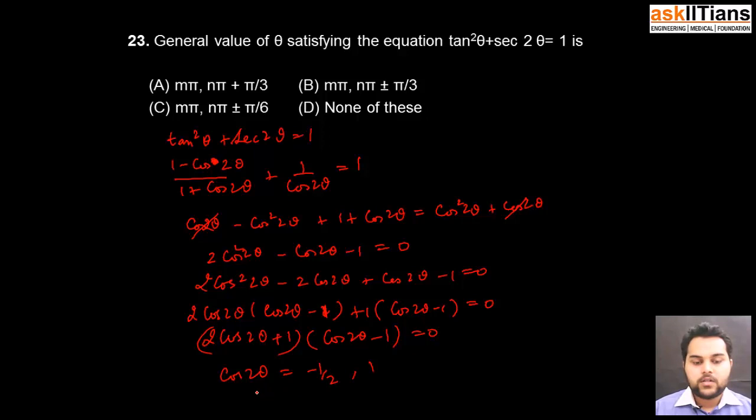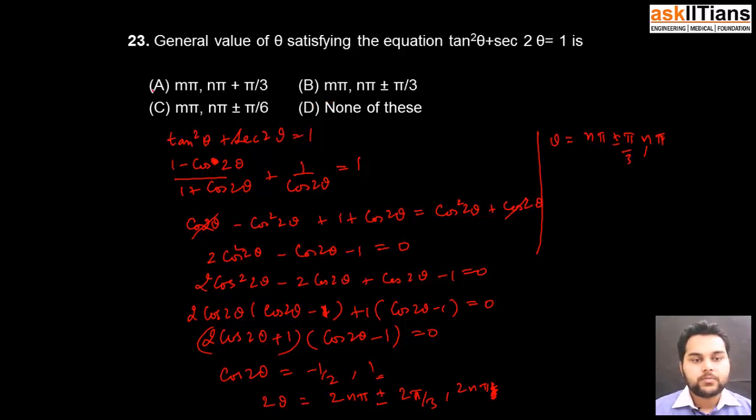So corresponding values of 2 theta that I get are 2n pi plus minus 2 pi by 3 and 2n pi plus minus 0, so that will be just 2n pi. And finally the value of theta that I would get is n pi plus minus pi by 3 and n pi. So that matches with the second option, option B. That's my answer. That is n pi and n pi plus minus pi by 3. Moving on to the next question.